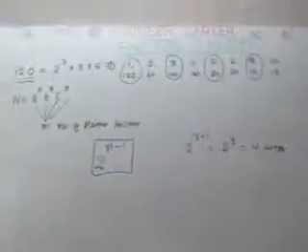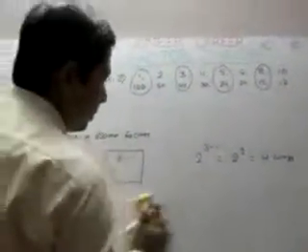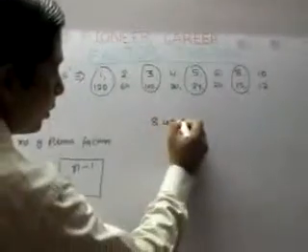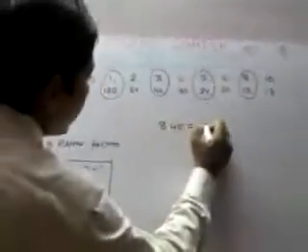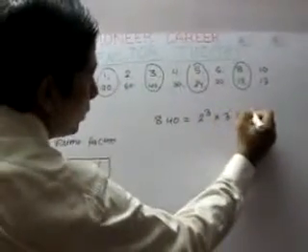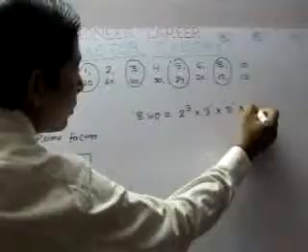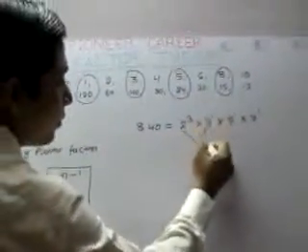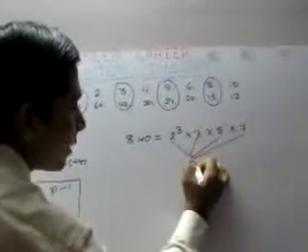Let's take another example. Let's take another number 840. 840 we can write down in prime factor form as 2 cube into 3 to the power 1 into 5 to the power 1 into 7 to the power 1. Here how many prime factors we have used? We have used here 4 prime factors. Hence n equal to 4.